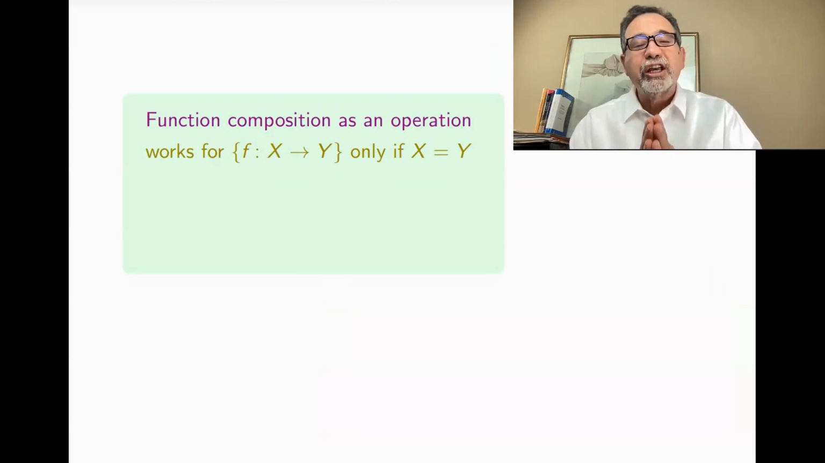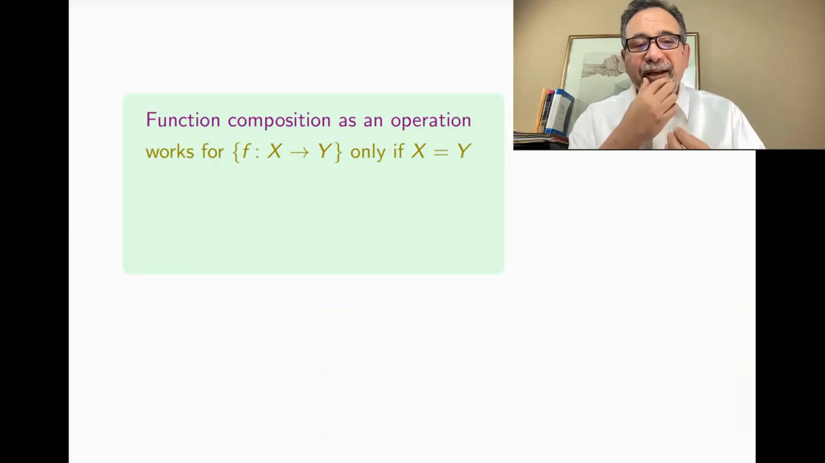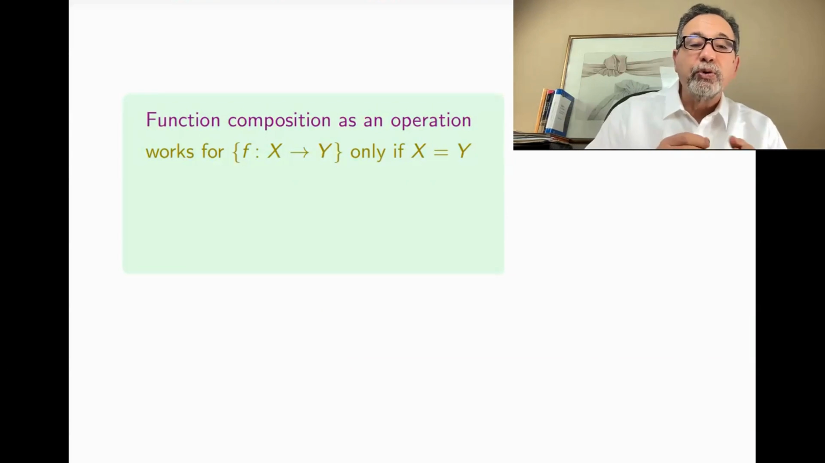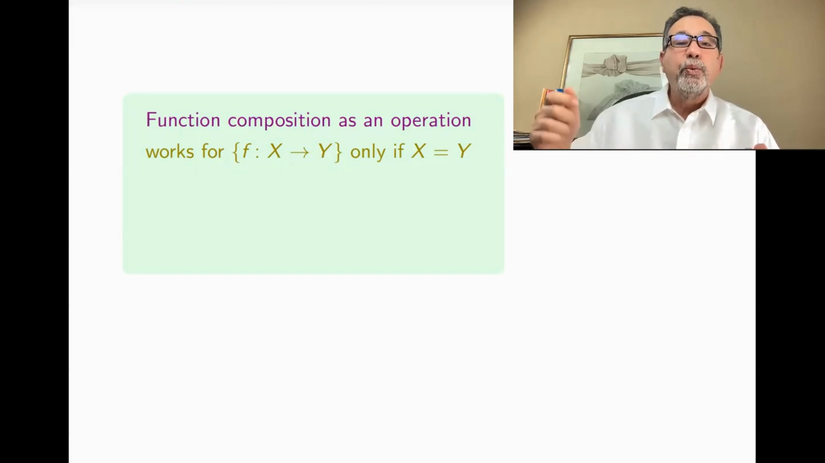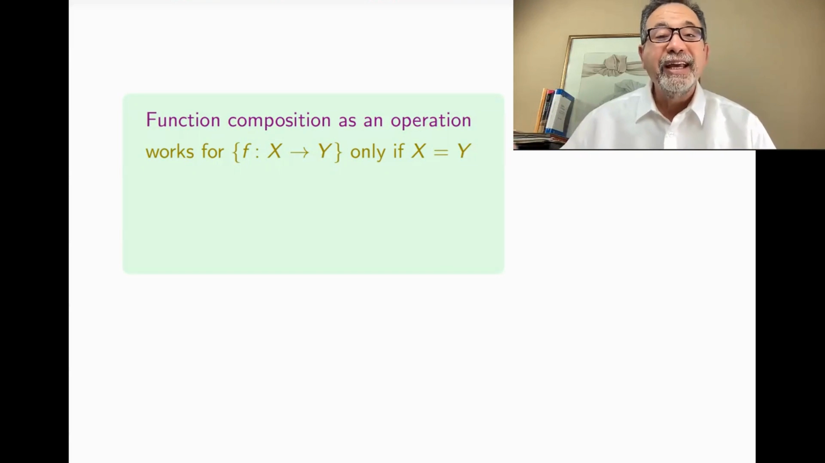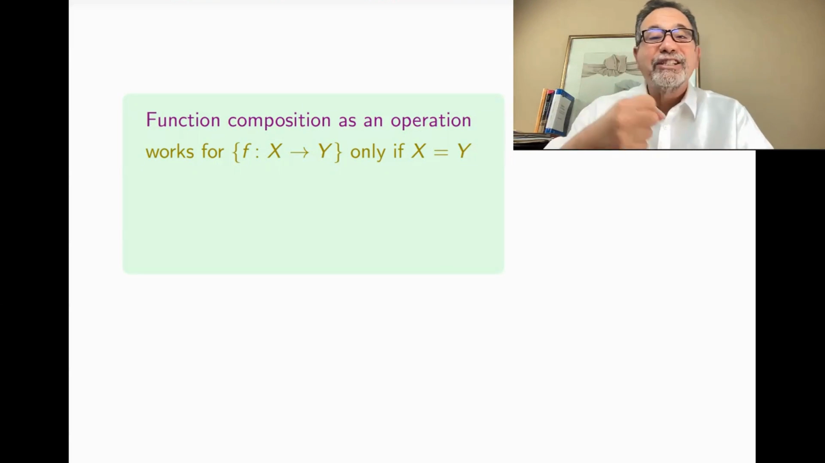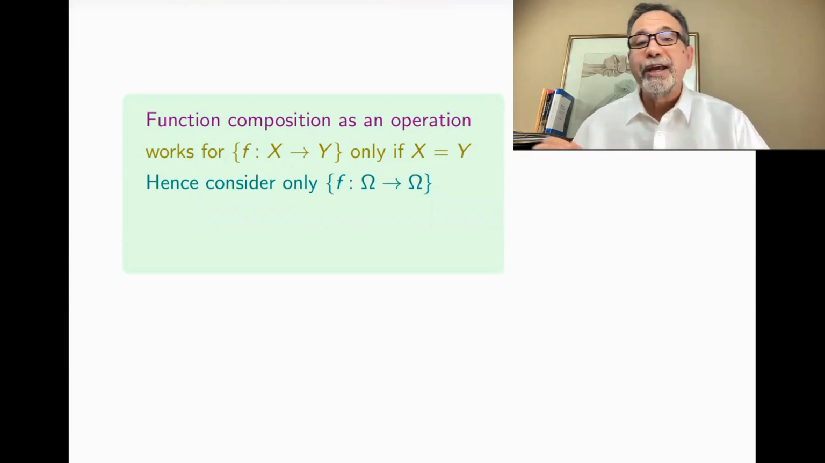Why are we just talking about functions from omega to omega? If you want to use function composition, you have to have x and y be the same, because you can't compose a function going from x to y with another function going from x to y if x and y are different, because the codomain of the first function has to be the same as the domain of the second. And that's why we have functions from omega to omega.